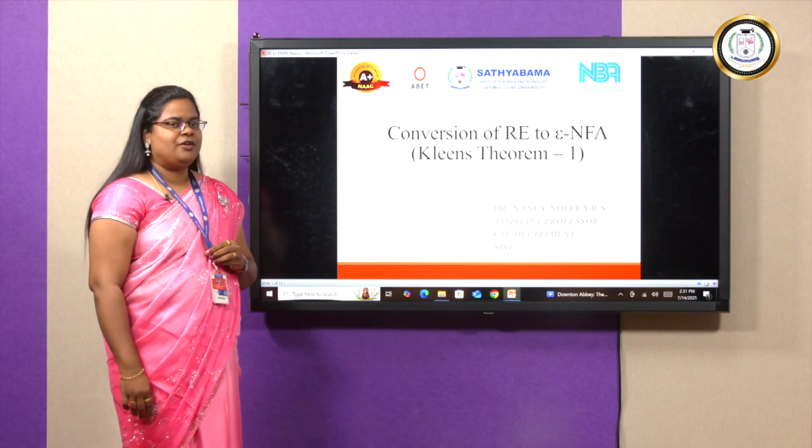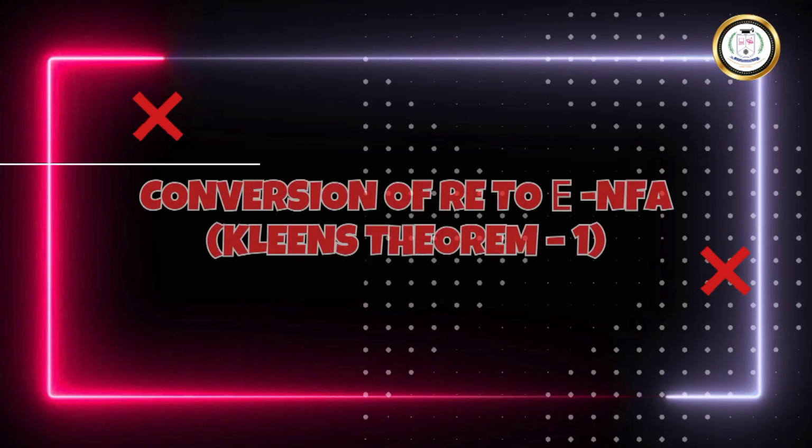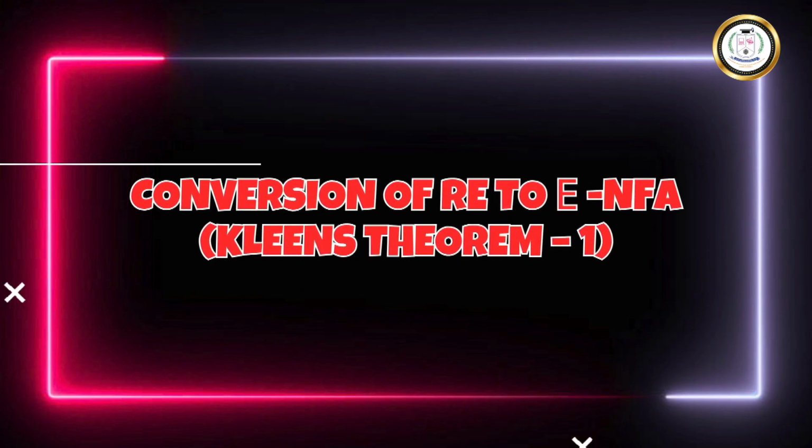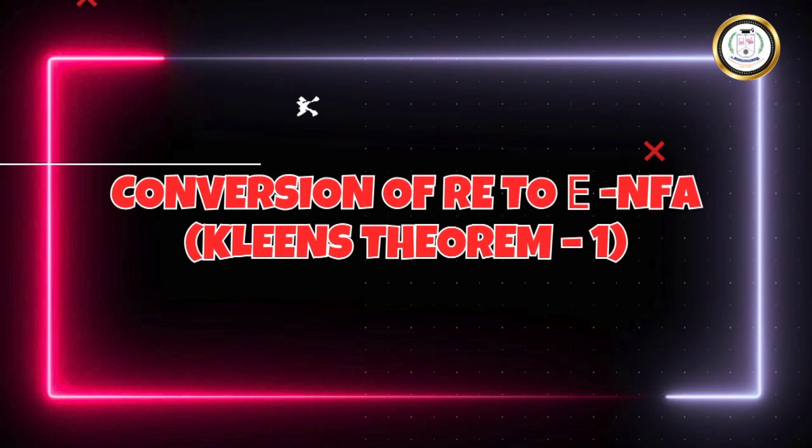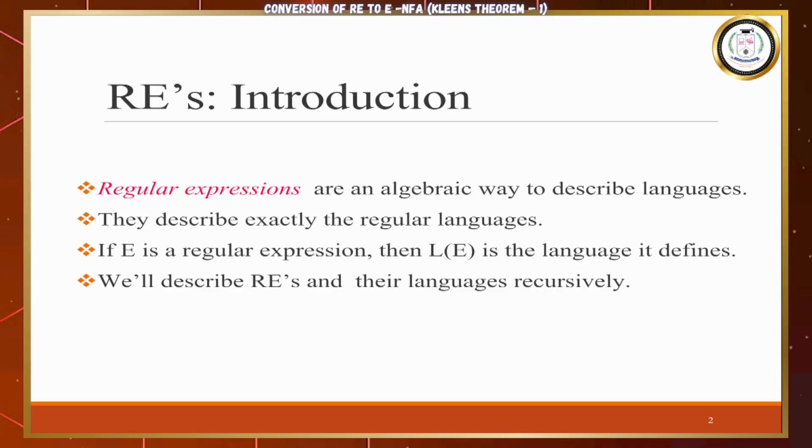The topic we are going to discuss is the conversion of RE to epsilon NFA. This comes under Theory of Computation, in Kleene's Theorem Part 1. First of all, let us discuss what is RE. Regular expressions are shortened as RE.